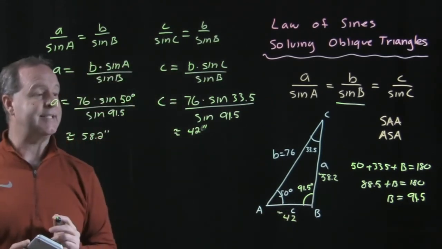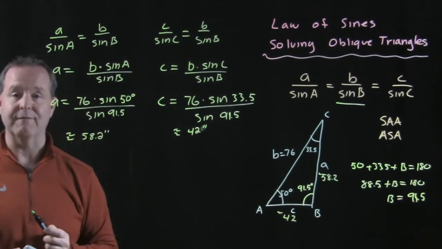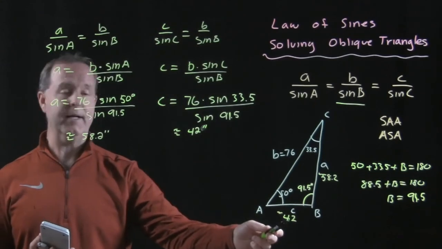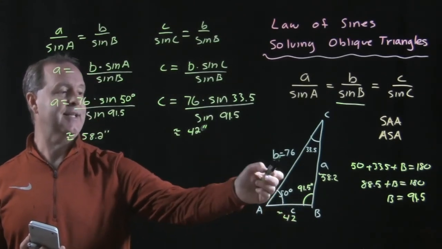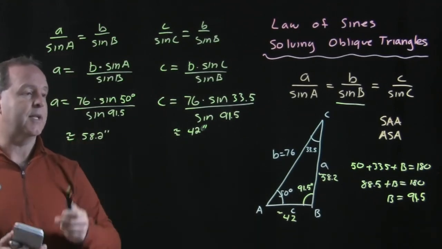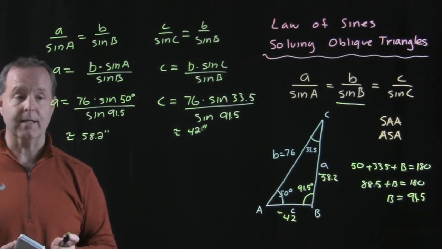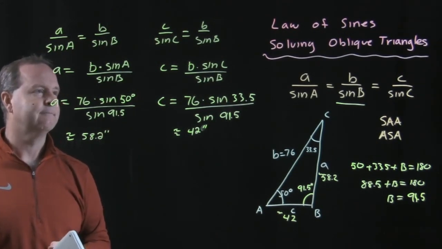And again, does that make sense based on our angles? My smallest angle is 33.5, so I would expect that to extend to the shortest side. 42 inches is the shortest side. B is my greatest angle, and that extends to the largest side, which is 76. And so those results do seem reasonable, so that gives me some confidence I did not make a mistake along the way. All right.